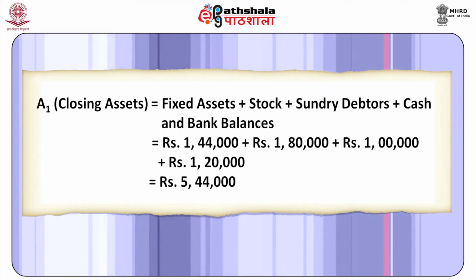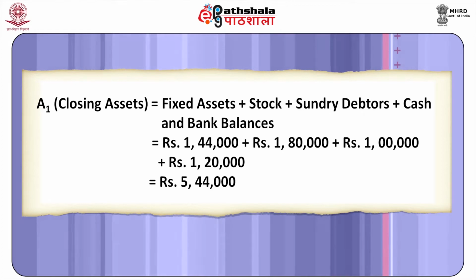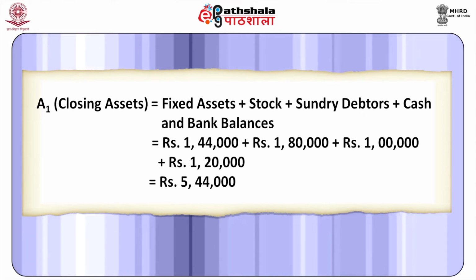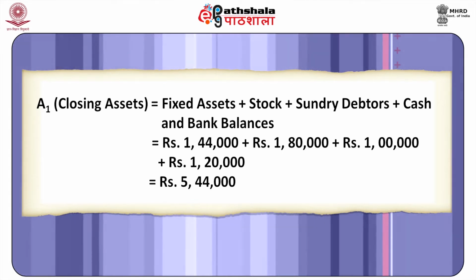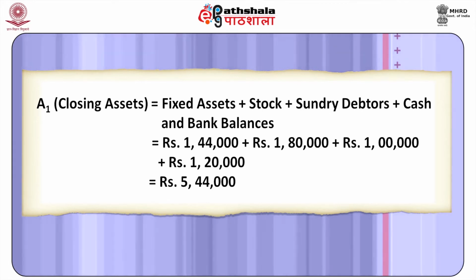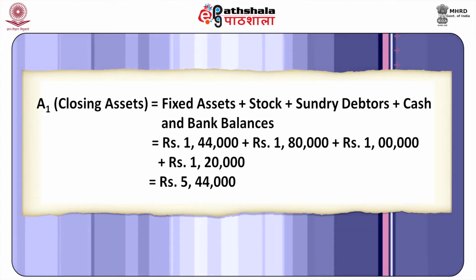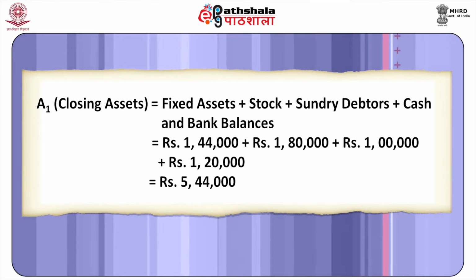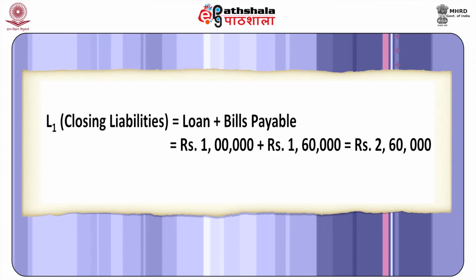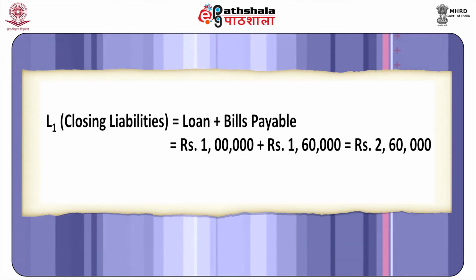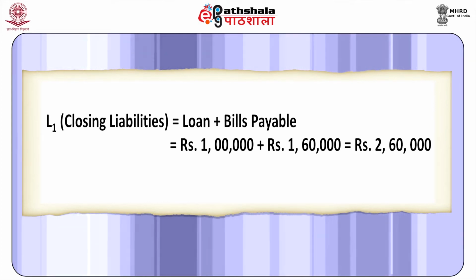Now let's come to the B part, determination of values of L1 and A1. Here A1, that is closing assets, is equal to fixed assets plus stock plus sundry debtors plus cash and bank balances, where rupees 1,44,000 plus 1,80,000 plus 1 lakh plus 1,20,000 will amount to rupees 5,44,000. Now L1, that is closing liabilities, is equal to loan plus bills payable, that is rupees 1 lakh plus 1,60,000, which will give you rupees 2,60,000.